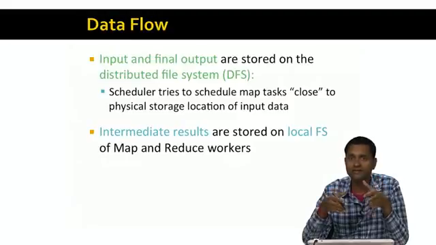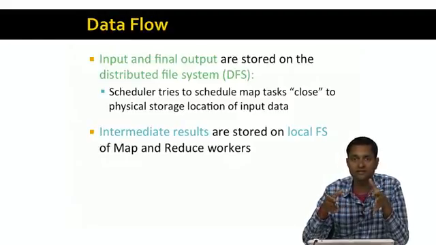Now, why are such intermediate results not stored in the distributed file system? It turns out that there is some overhead to storing data in the distributed file system. Remember, there are multiple replicas of the data that need to be made, and so there's a lot of copying and network shuffling involved in storing new data in the distributed file system. So whenever possible, intermediate results are actually stored in the local file system of the map and reduce workers instead.